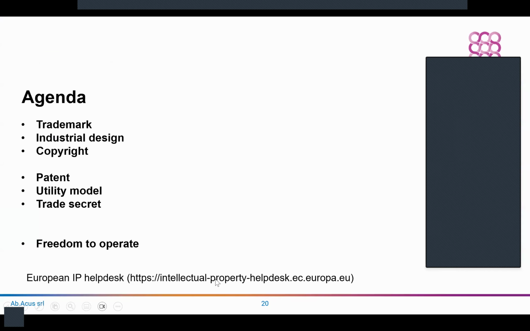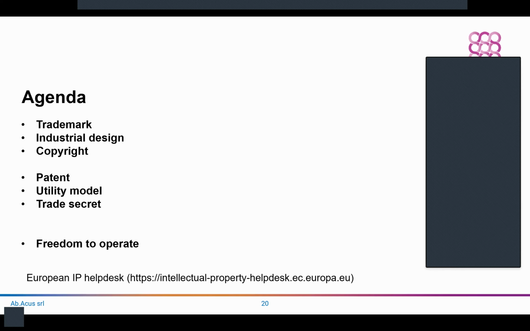So we will see some of the most common protection means. So trademark, industrial design, and copyright, that probably are better known, and something about patent, utility model and trade secret. I have put patent, utility model and trade secret in this sequence because, of course, patent is the best protection if you're interested to go to the market with a new product, but at least the trade secret is a must if you want to protect your work.